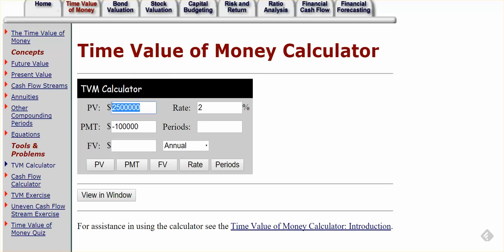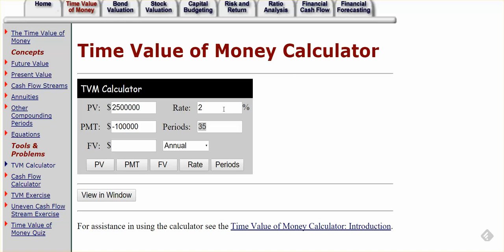So my sign change occurs because I input my present value as a positive, my payment as a negative. So now the calculator knows, hey, you've got $2.5 million. You're going to take out 100,000 every year. What you haven't yet spent is going to earn 2% a year. So how long will your money last you? So now we're solving for the period. So I press periods, and I get 35 years, which agrees with the answer we got when we worked it using the interest factor tables.